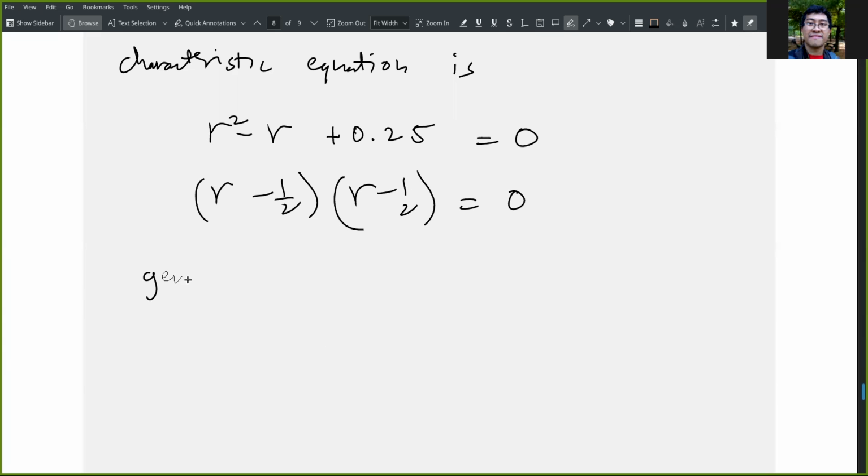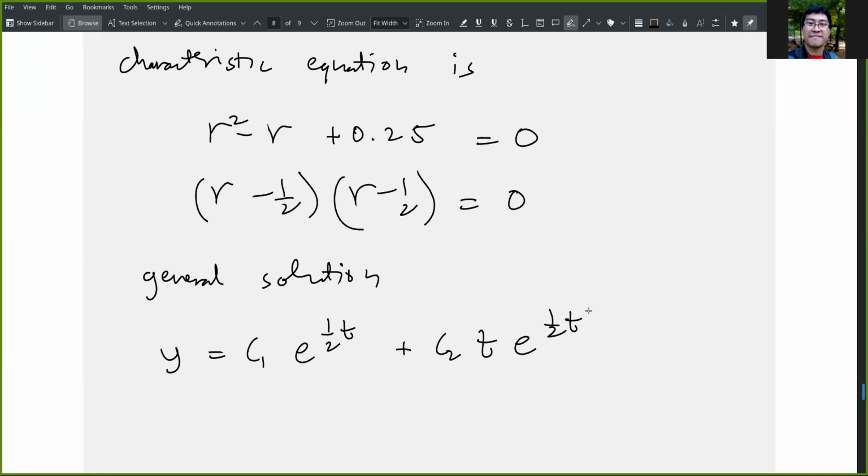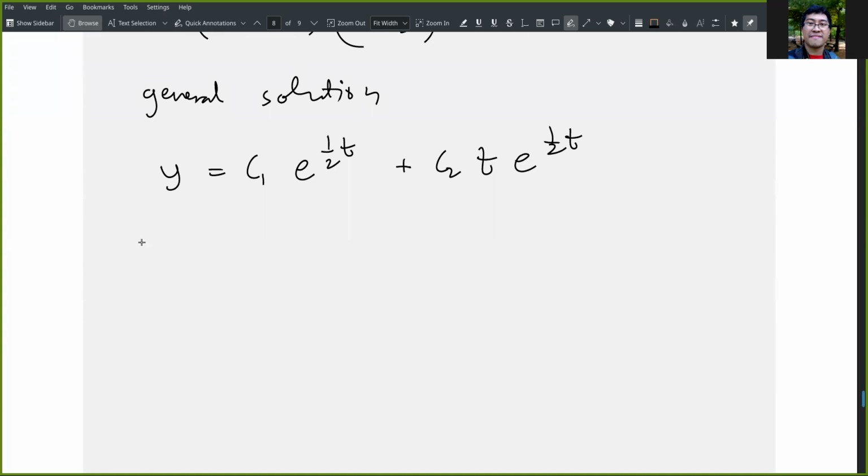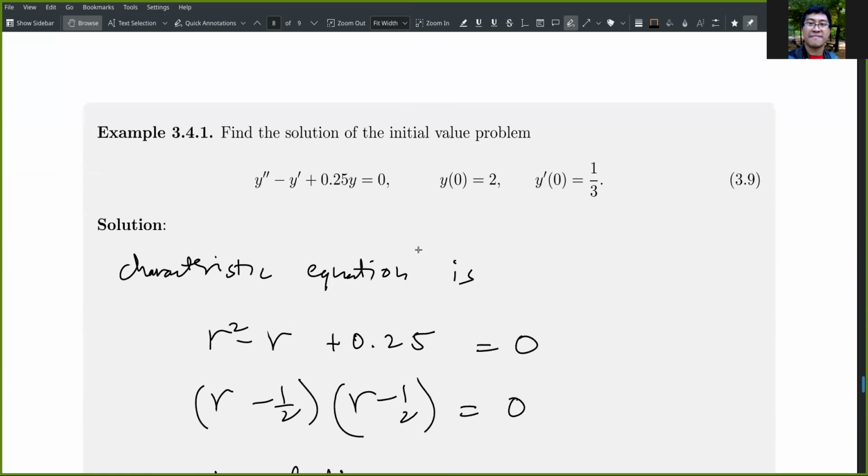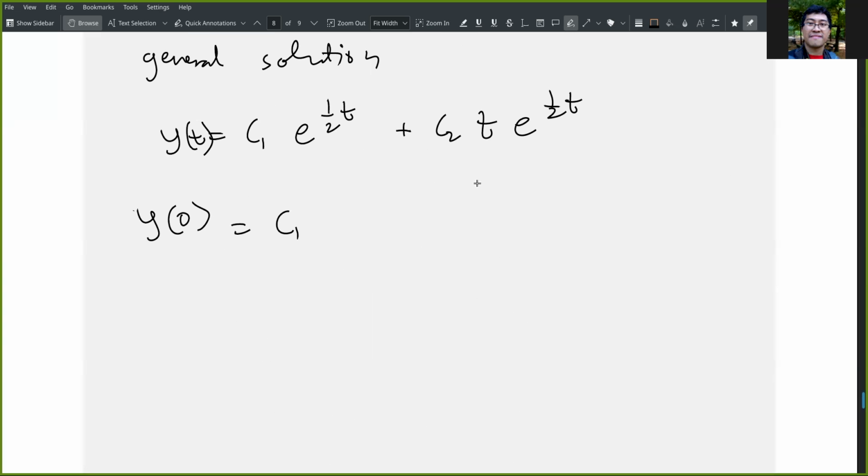So the general solution is y equals c1 e to the positive 1 half t plus c2 t e to the 1 half t. Okay, if we set time t as 0, you have c1, this is 1, and this is 0. Okay, but from our initial condition, y of 0 is 2, so this is equal to 2.